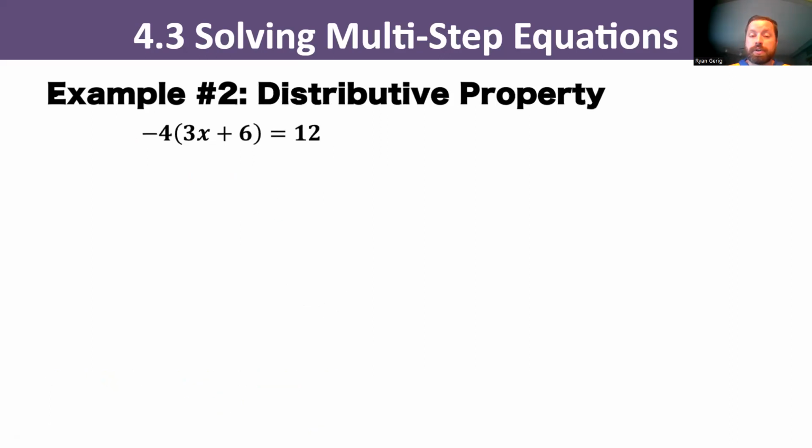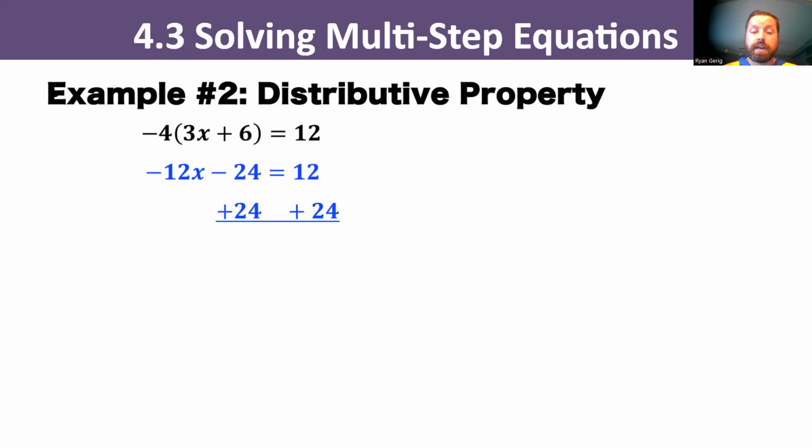Example 2, the distributive property. We've done this before. We're going to use that first to help us undo those parentheses, really, is kind of what we're doing here, so that we can move things around and get x by itself. So I'm going to distribute the negative 4, which gives me negative 12x, and then negative 4 times 6 is negative 24 equals 12. The negative 4 does not go with the 12. All right, so I'm going to do the inverse operation with subtraction of 24.